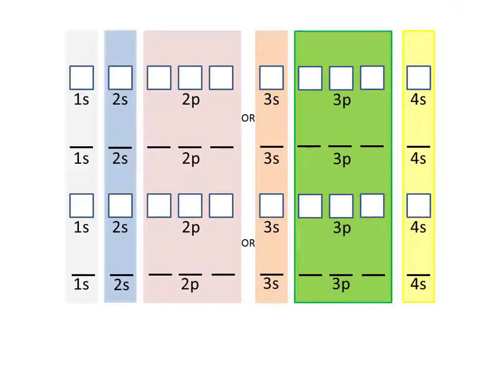So this is what it would look like if you were used to boxes versus the lines. Both are equivalent, both are accurate, and both can be used without having a penalty for one or the other. So let's look at how they would fill for each one.